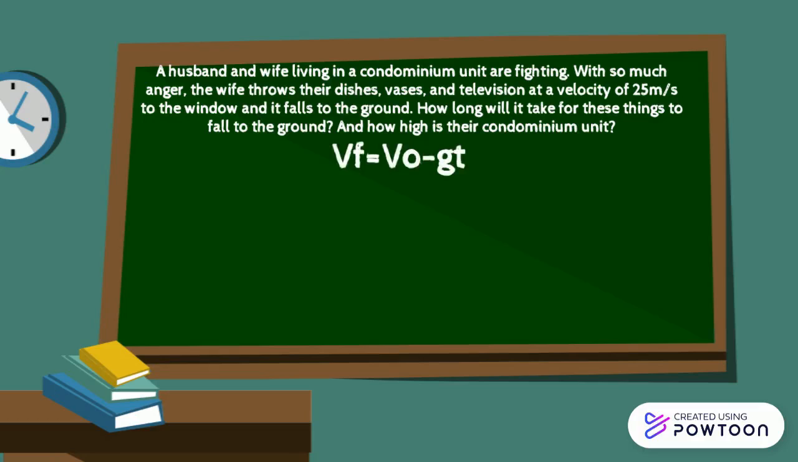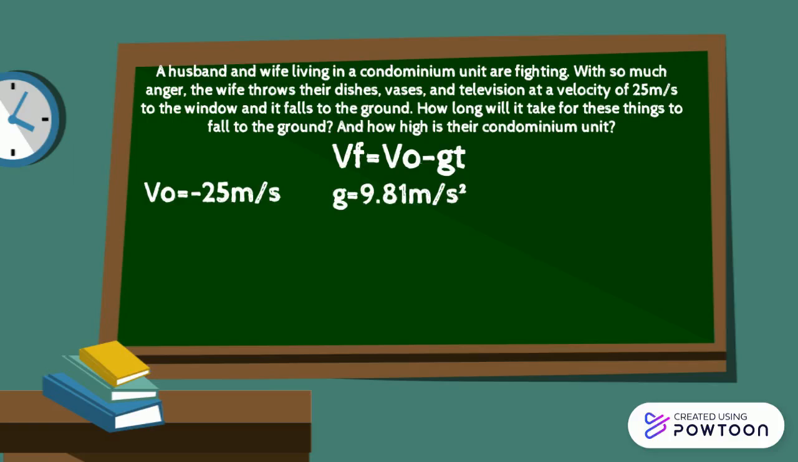This is the formula that we will use. We have the initial velocity, which is negative 25 meters per second, considering it is moving downwards, and the g, which is 9.81 meters per second squared. We still need to find the final velocity. Let's analyze the problem.